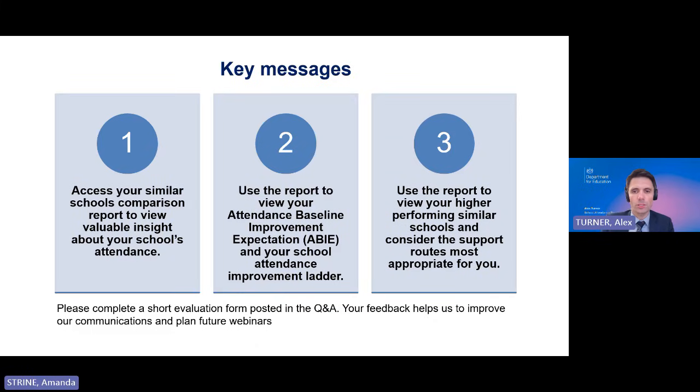That leaves it to me then just to summarise the key messages of today. The first is do access your report and analyse how the start of your term compares to schools like yours. The second is to zoom in on that improvement ladder we've talked about and consider your attendance baseline improvement expectation and the other benchmarks available to you. And the third is to look at the named higher performing schools and consider what support routes might support your continued attendance improvement, meeting that challenge that Kevin opened with.